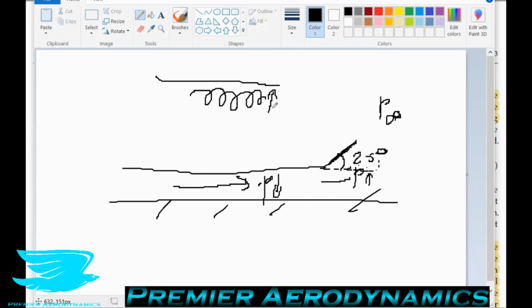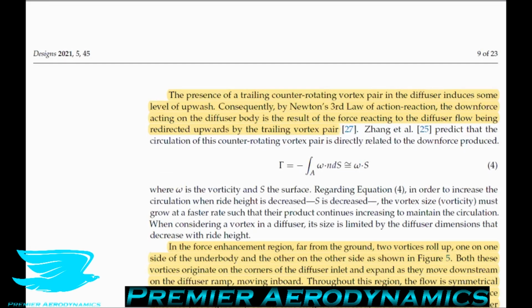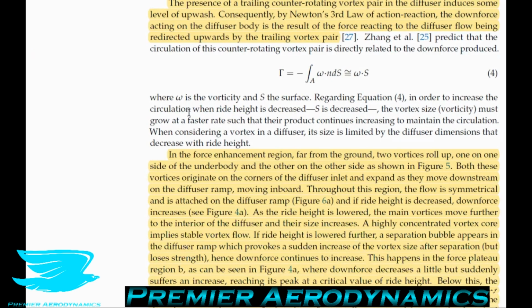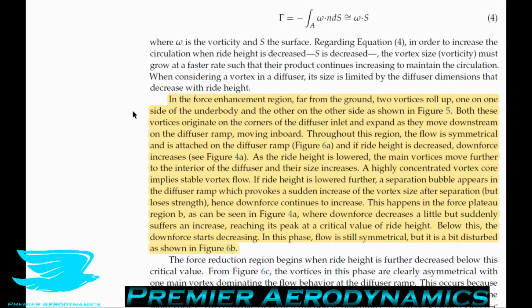But underneath the diffuser, this is very interesting because they say by Newton's third law, if there is upwash being created, there must be downwash somewhere. And because the diffuser is responsible for this vortex, there must be downwash around the diffuser somewhere, which means that there is sucking the diffuser down more. So this is actually an additional force that this vortex pair is creating through this upwash downwash mechanism. So that's really cool.